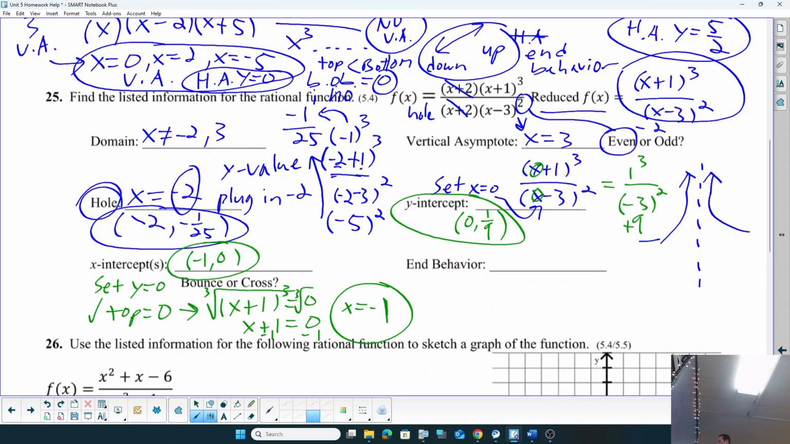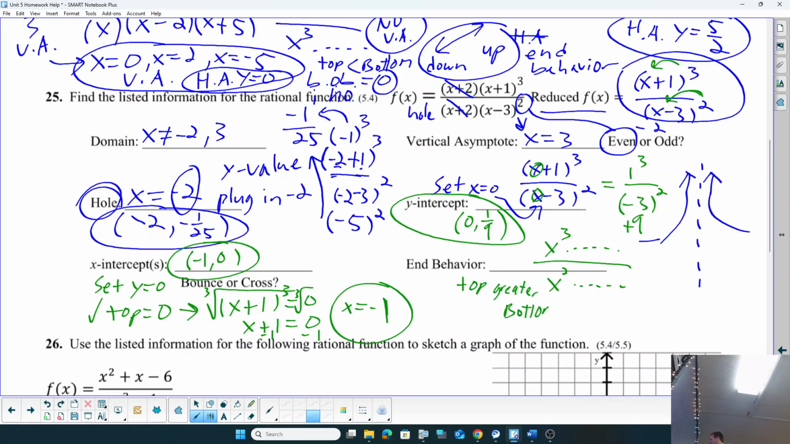Now to find the end behavior, do we have a vertical asymptote? We do. We have a vertical asymptote at 3, which means we also have a horizontal. So then we check our powers. And so for the end behavior, we're going to have x to the third power, dot dot dot, all over x squared, dot dot dot. Oh no! Top is greater than bottom.